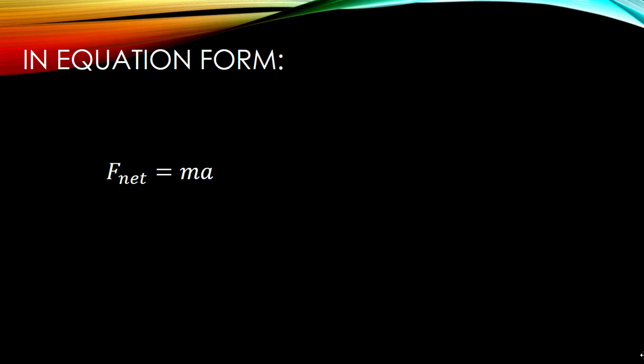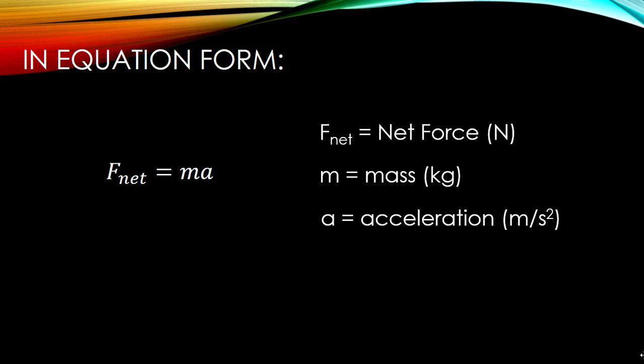Now in equation form, that is the net force is going to be equal to the mass times the acceleration of the object. It is important to note here it's talking about the net force. There can be all kinds of forces acting on our object, but it's the net force that we're talking about. So net force is measured in newtons, mass is measured in kilograms, and acceleration is measured in meters per second squared.